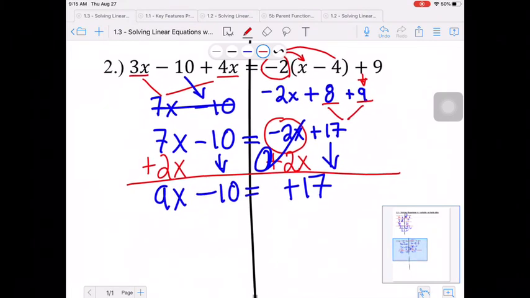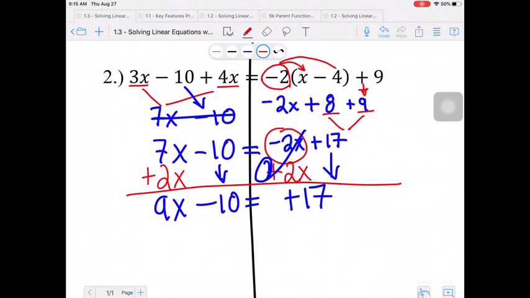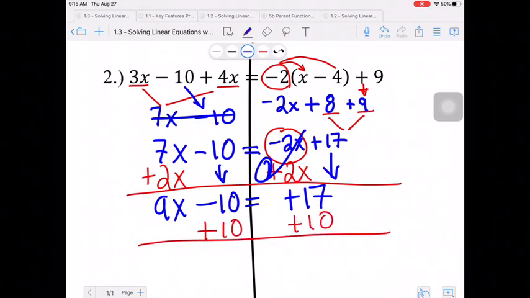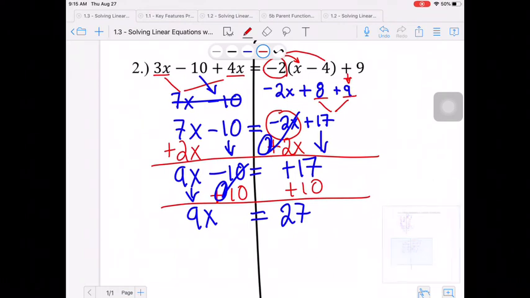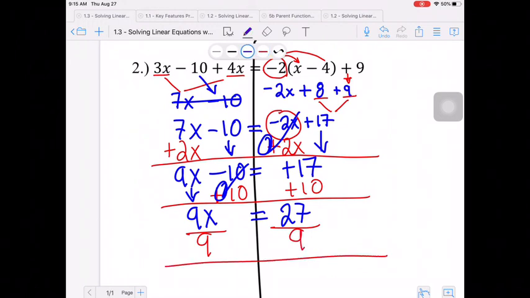Cool. Let's get that x by itself. I need to get rid of that negative 10. So I'm going to add 10 to both sides. Let's do the math. Drop the 9x. Negative 10 plus 10 equals 0. 17 plus 10 equals 27. And the last step is going to be to make that 9 into 1. So I'm going to divide it by itself, and then just do the math. 9 divided by 9 equals 1. So I'm left with 1x equals 27 divided by 9, which is 3.